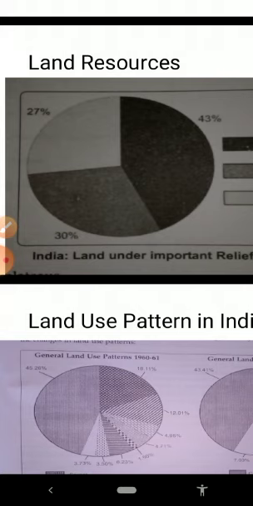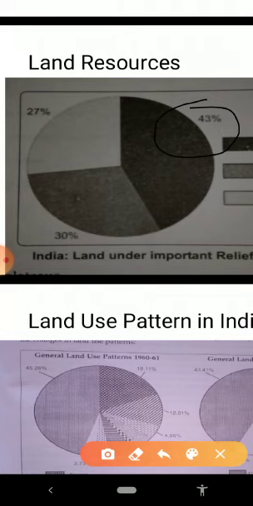Land is an asset over which various political powers have fought in the past and even today are trying to capture others' land. India, our country, is the seventh largest country with an area of about 3.28 million square kilometer of land. The land is uneven and consists of 43% plains. You can see this pie chart. 27% plateaus and 30% mountains in India.